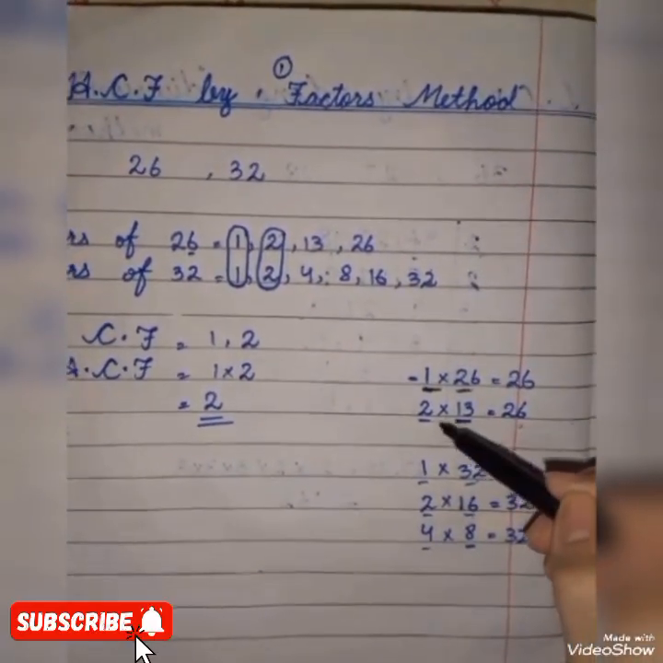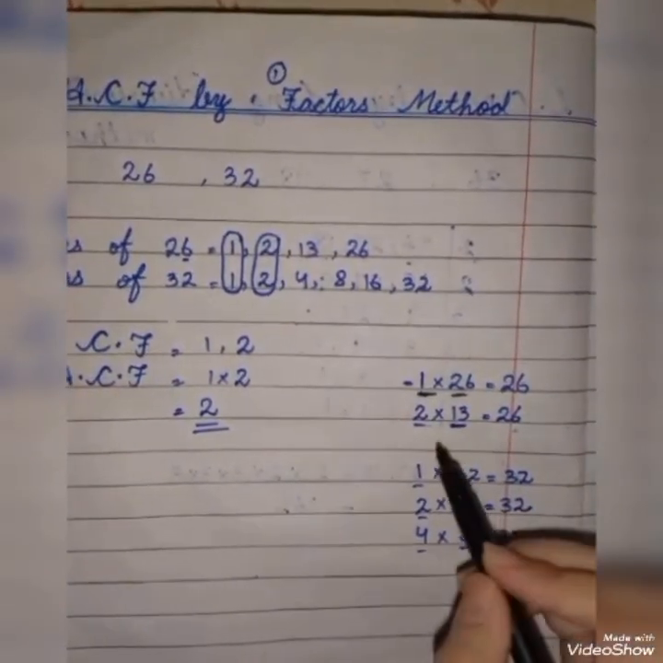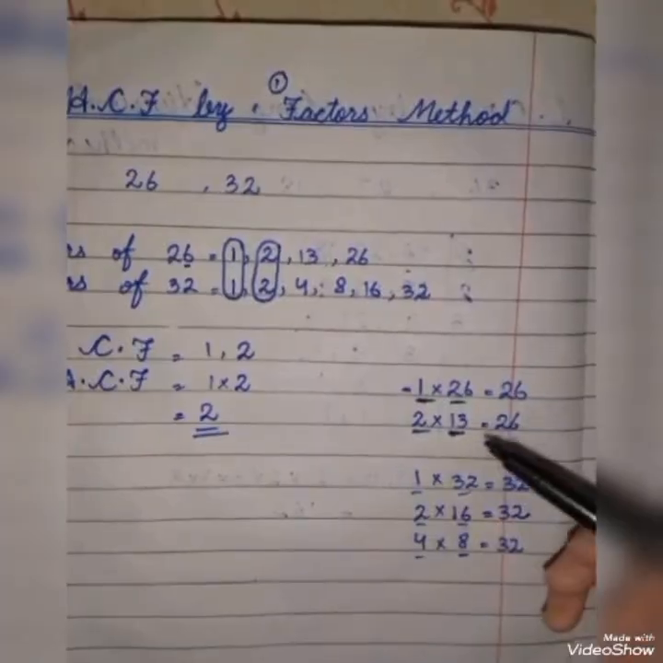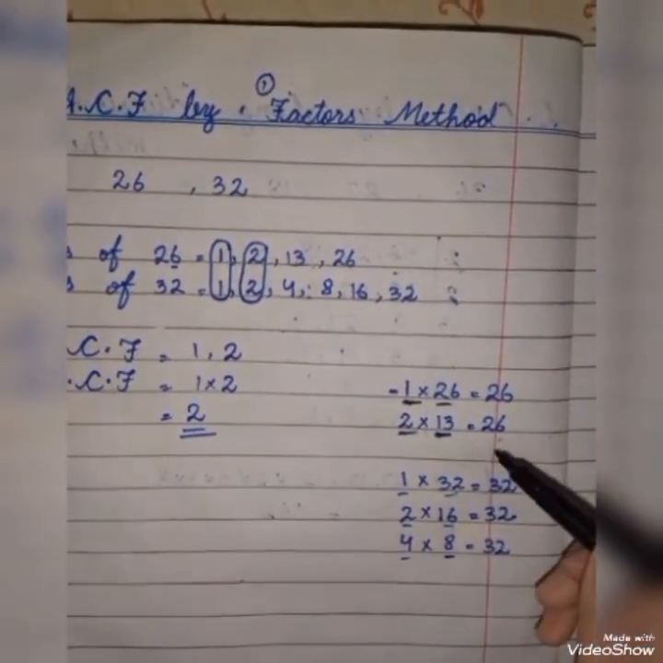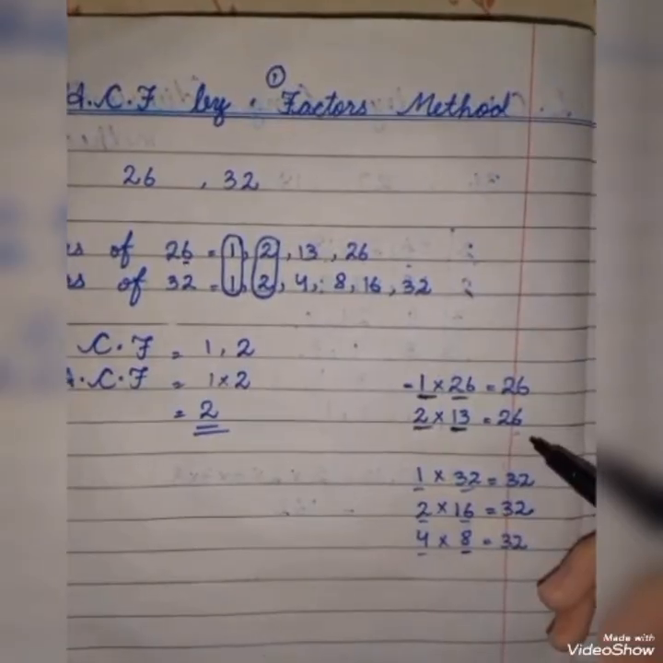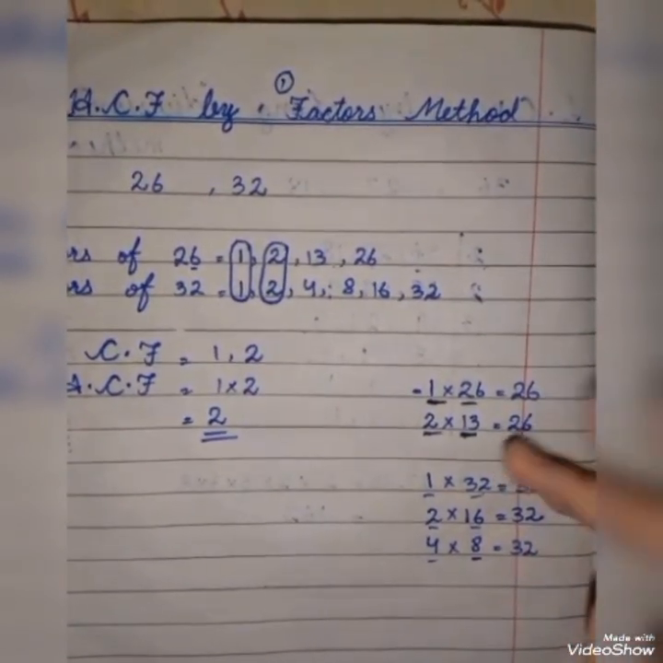Now come to the next number 2. 2 13s are 26 as well, as you know. So 2 and 13 both are the factors of 26. Now we are coming to the 3. 26 does not come in the table of 3. 4, no. In table of 5, no. 6 no, 7 no, 8 no.